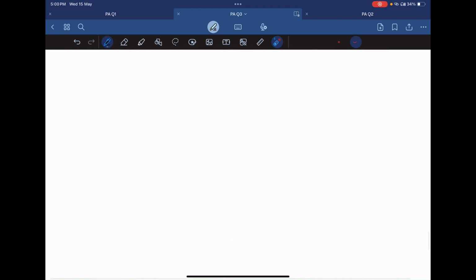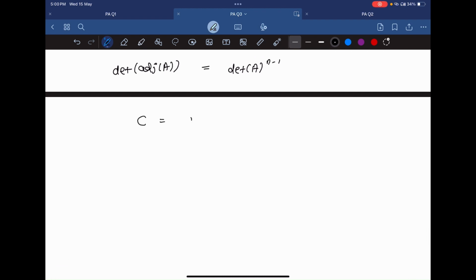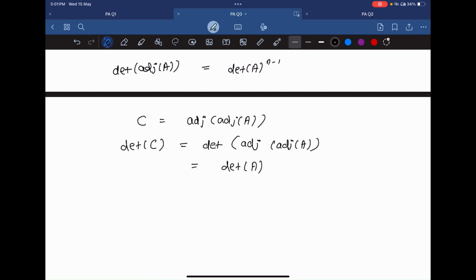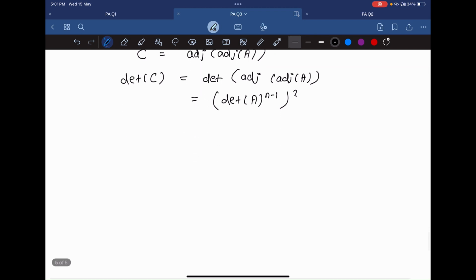So C is adjugate of A. So the determinant of C would be determinant of adjugate of adjugate of A. So determinant of this would be determinant of A power n minus 1 whole square, as we are taking 2 times adjoint, so it would be just the square of that. Now, let's use some example to check whether it is really the case or not.